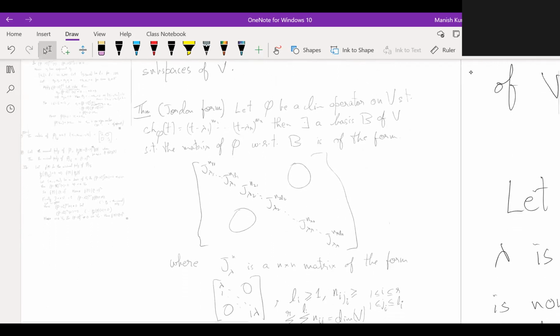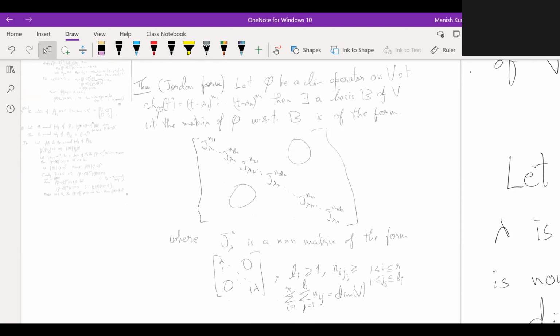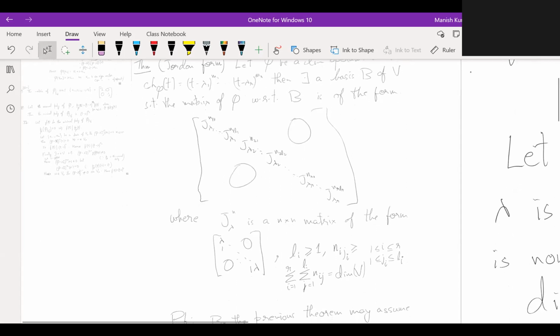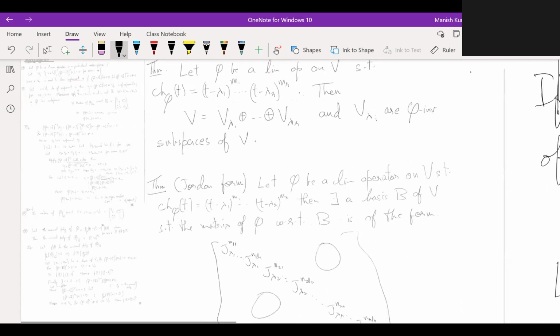So there may be many such things. For each lambda 1, there may be many Jordan terms. For each lambda 2, you'll have maybe L2. So it could be one, it could be many, depending upon how things are, and so on. This is how it looks. Here J lambda n is an n cross n matrix of the form. I've written it the way we were getting it, maybe in lower triangular form, but if you rearrange it, you can also think of it as upper triangular. We saw that here, right?